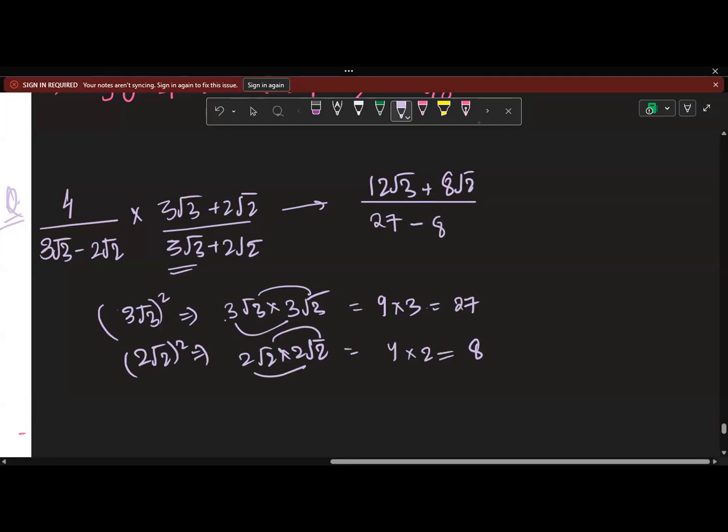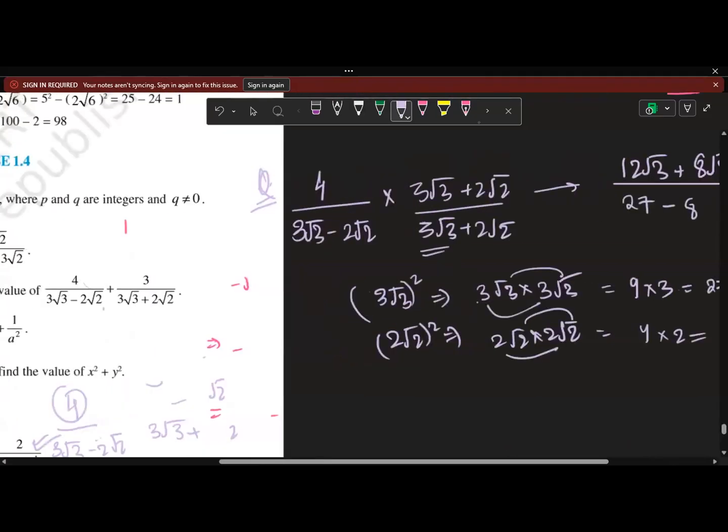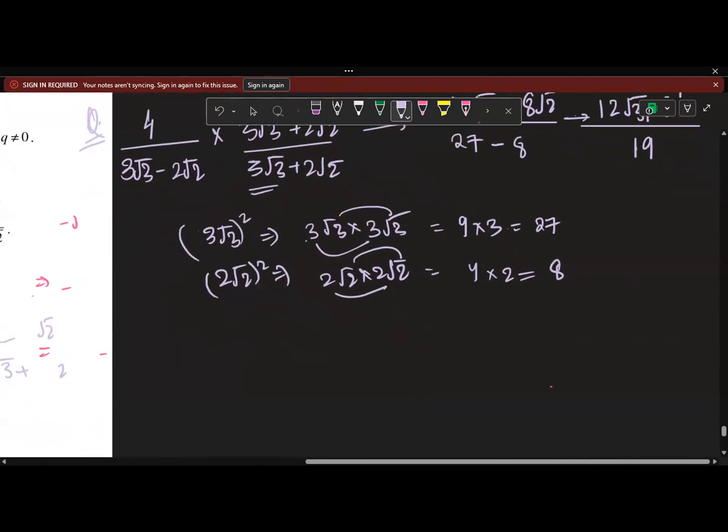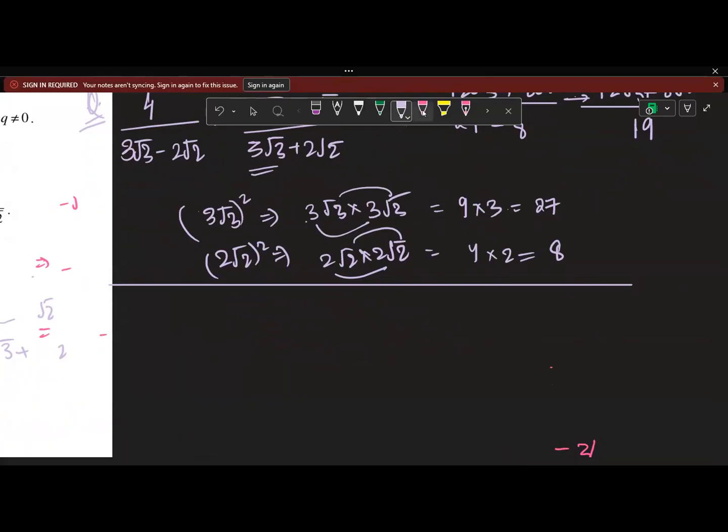Did you get the same thing, Umema? Yes, ma'am. Okay, so children, 12 root 3 plus 8 root 2 divided by 27 minus 8 gives you 19. Okay, so that is the solution for the first half part. Next is 3 divided by 3 root 3 plus 2 root 2. So let's solve this also.